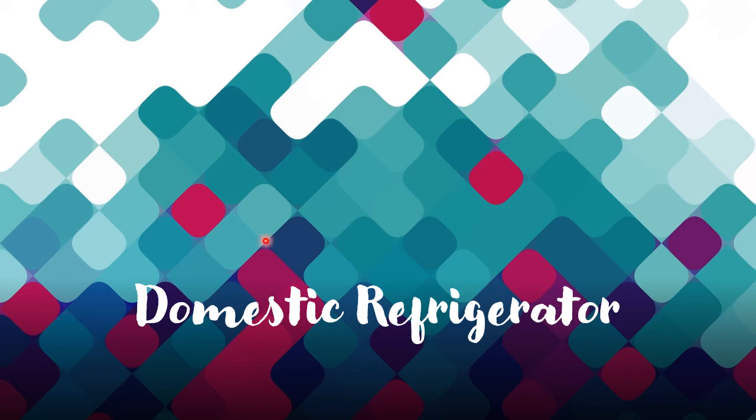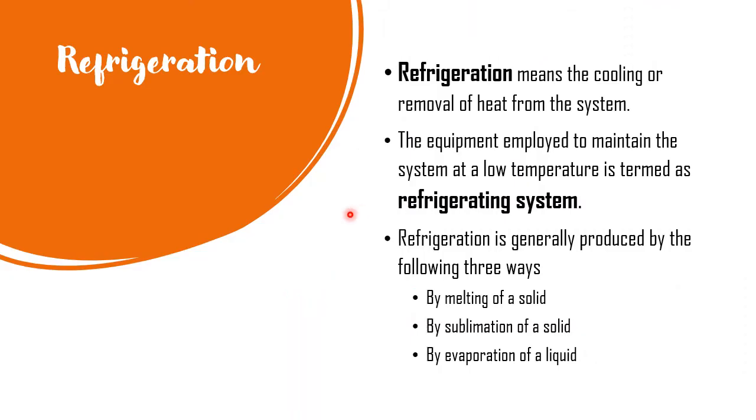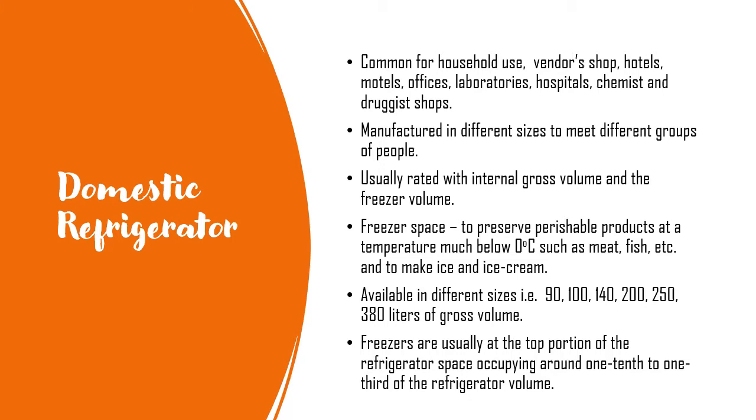In this video, we are going to see another utilization device, the domestic refrigerator. Refrigeration means the cooling or removal of heat from a system. In all houses nowadays we are using refrigerators. The equipment employed to maintain a system at low temperature is termed the refrigeration system. Refrigeration is done in three ways: by melting of a solid, or the sublimation of a solid, or the evaporation of a liquid.